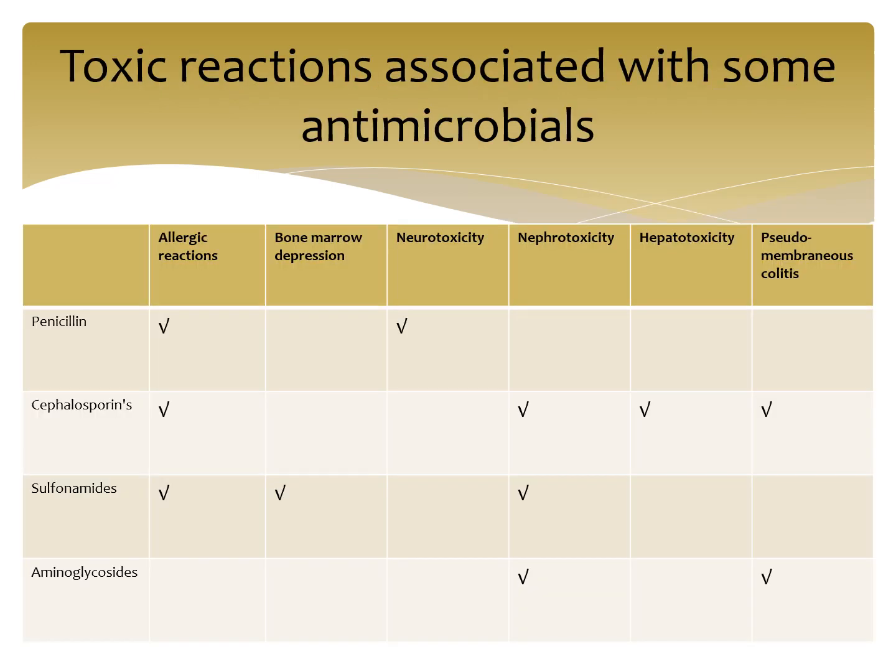Now, anytime we use antimicrobials, we want to avoid toxic effects in our patients. And as you can see here with the different classes of antibiotics, there are some toxic reactions that are associated with these classes of antibiotics. For example, people tend to have allergic reactions to penicillin, cephalosporins, and your sulfonamides. They can have bone marrow depression when it comes to the sulfonamides. They can have brain toxicity or neurotoxicity with penicillin.